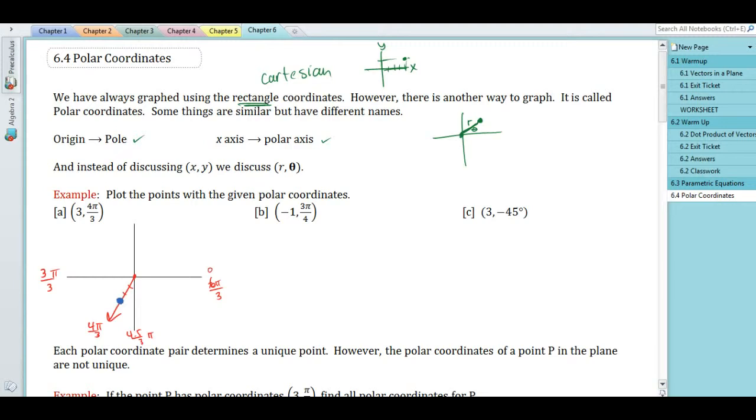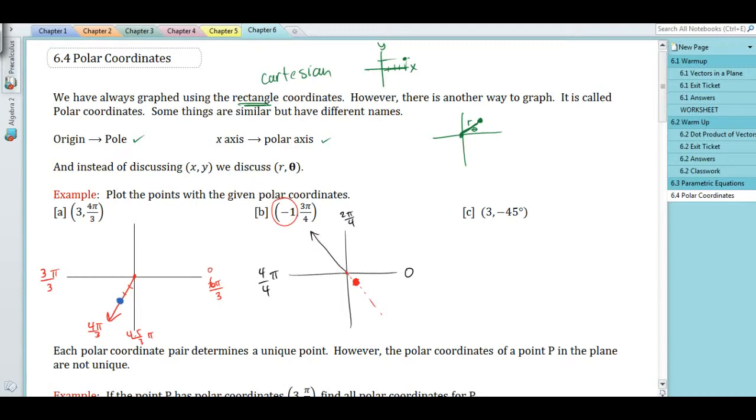So let's try the next one, right? I'm going to look in the direction of 3 pi over 4. So if this is pi, and this is 2 pi, that would be 4/4, and this would be 2/4, what we call a half. Then 3/4 would be right in between. So you're like, oh, it's out in this direction somewhere. Sweet. Now remember, you're standing at the pole and looking in that direction, but now you need to travel -1 units in that direction. So instead of traveling forward, you're going to travel backwards 1 unit, and that's where your point is.